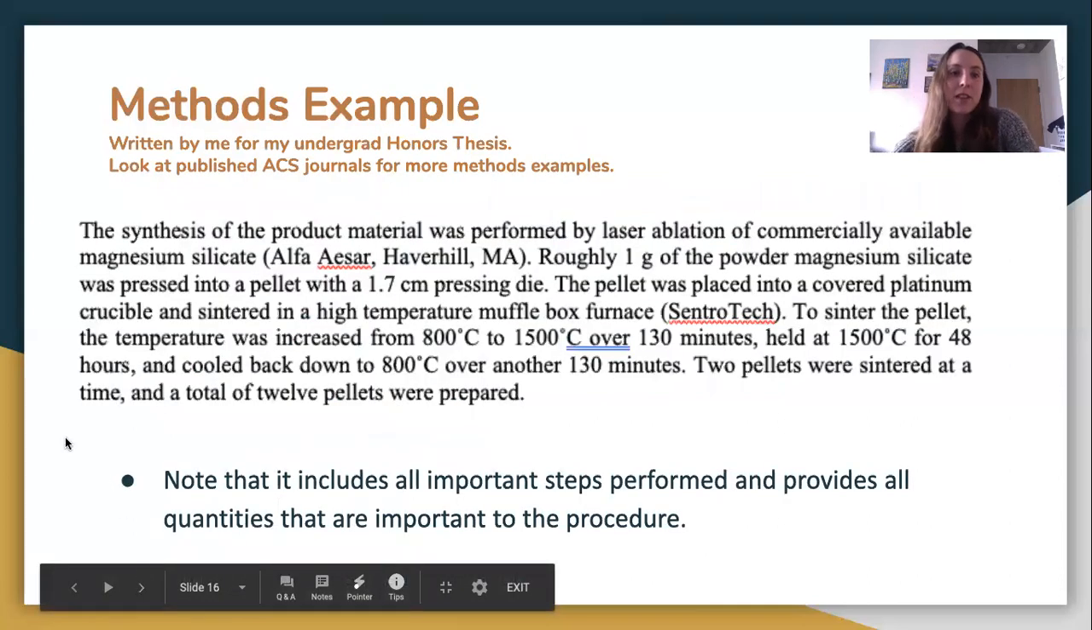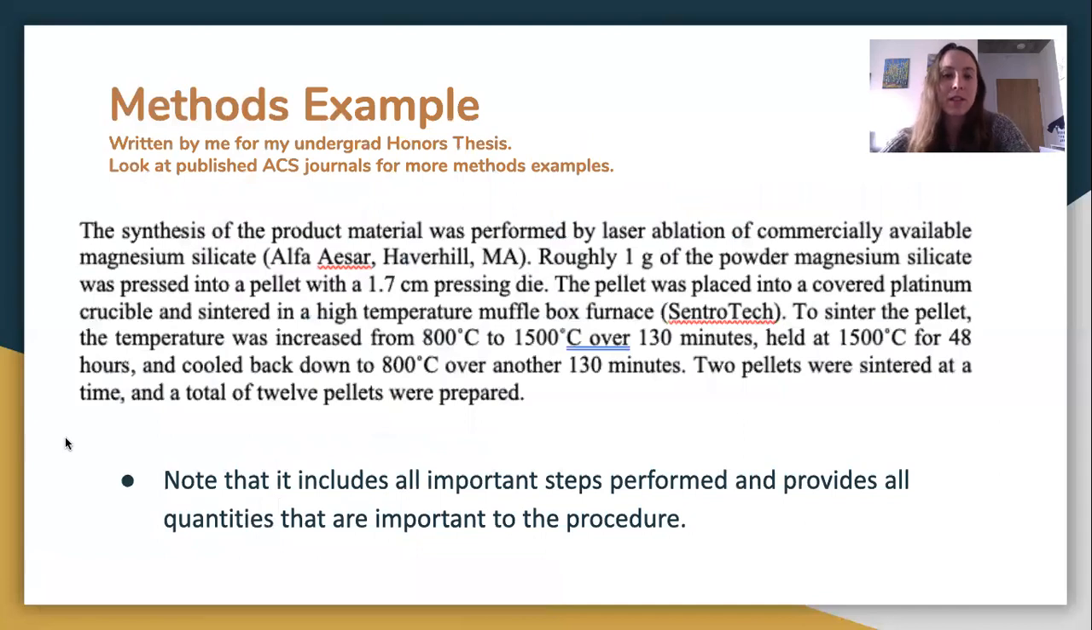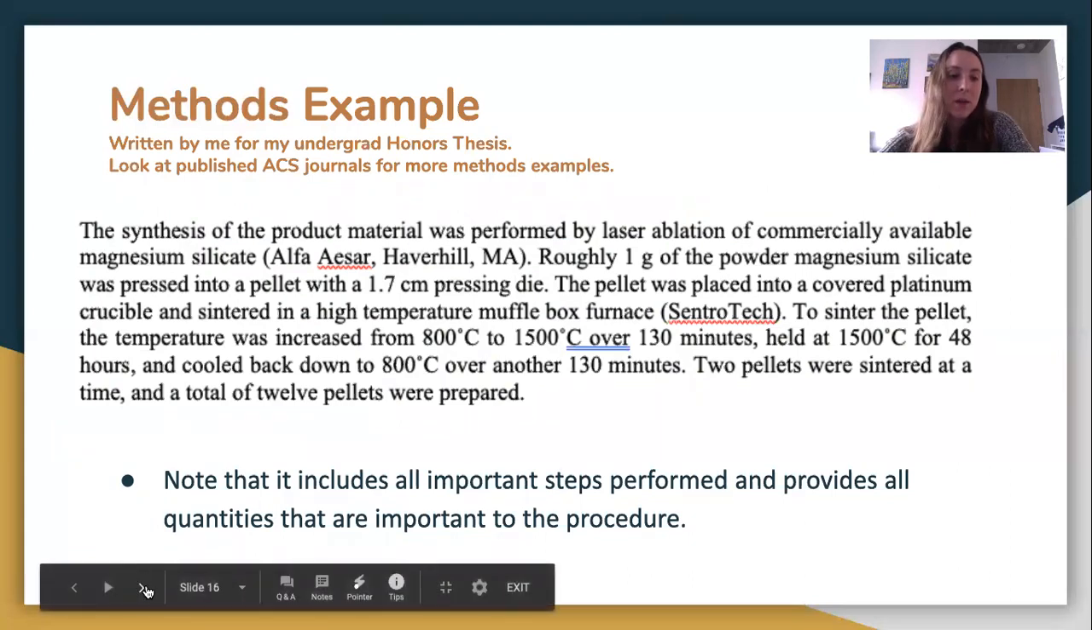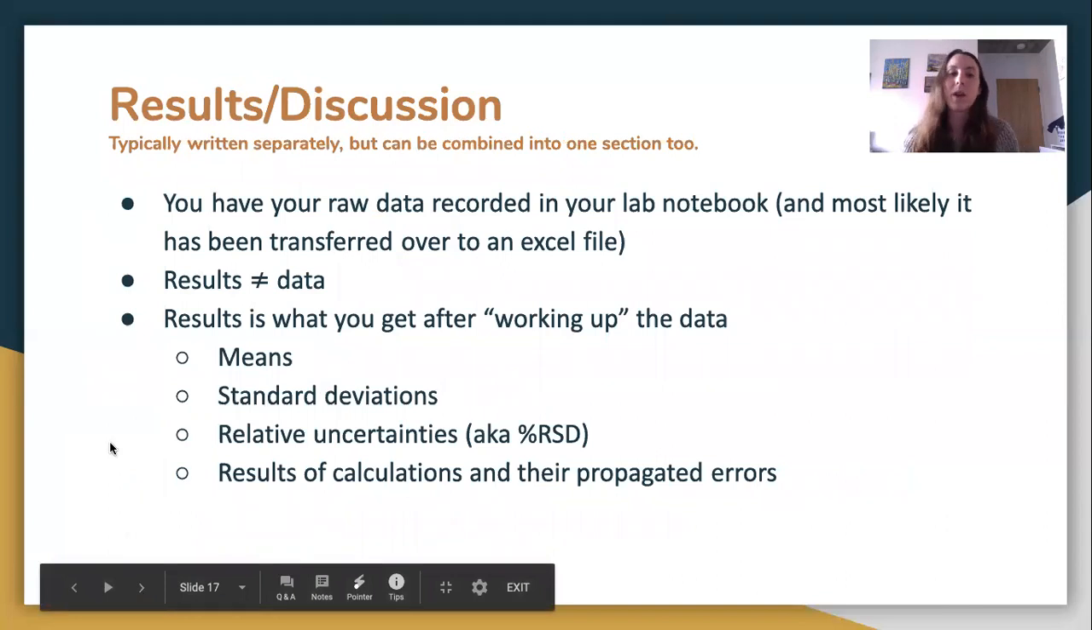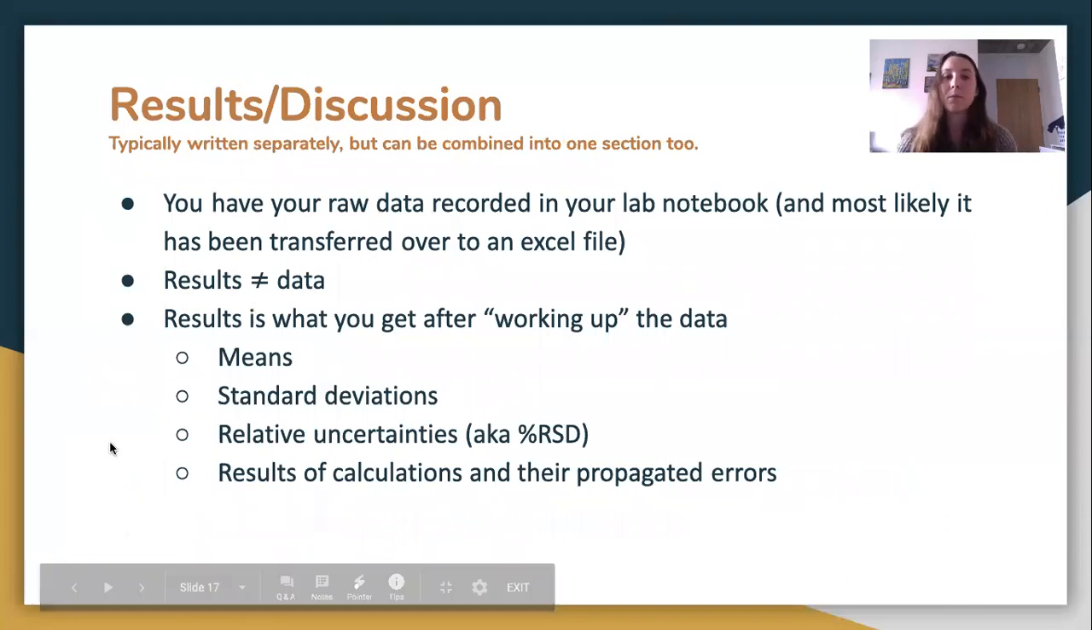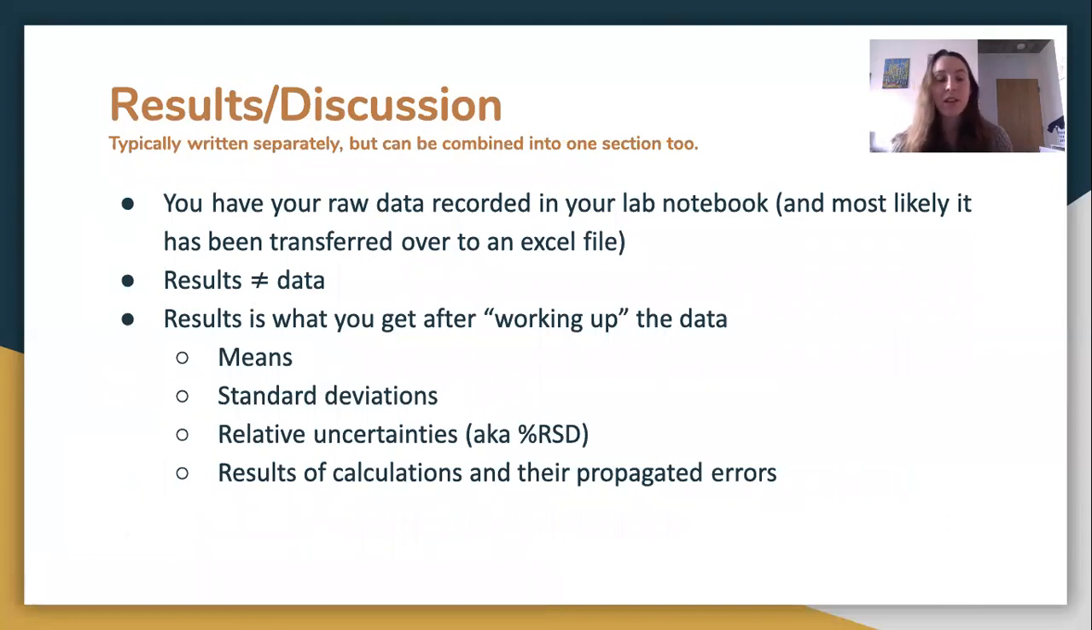Here's a short example of a methods section if you want to take a look at that. This was from, again, undergrad. It's just showing how you can be concise, but also include a lot of information at the same time. Okay, next up, results and discussion section. Typically, they're written separately. Typically, you have your results section, and then you follow it up with a discussion.